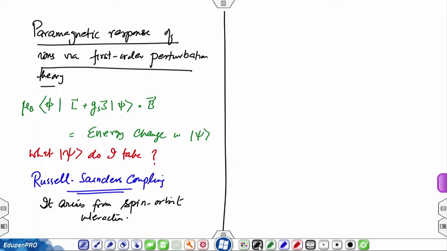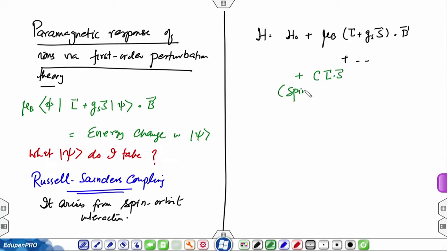So, I had written the Hamiltonian as H 0 plus mu b (L plus G S) dot B plus the second order term, which I am going to ignore, and there is one more term which is the spin orbit coupling term. So, some constant C L dot S. So, this is spin orbit, which I had not written earlier when I was working with diamagnetic systems. And this C L dot S happens to be larger than mu b (L plus G S) dot B.